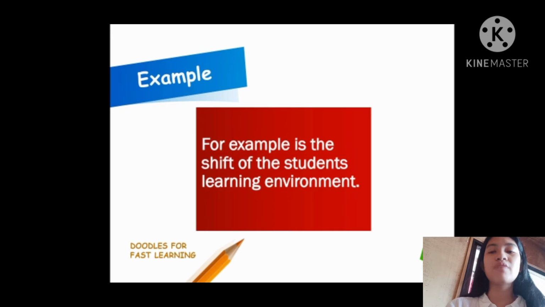When the students see the teacher entering the classroom, they will suddenly shift to different modes because their mind is aware of their actions. They see that the teacher is coming. That is the power of catching the student's attention.